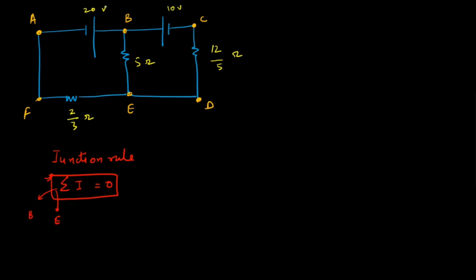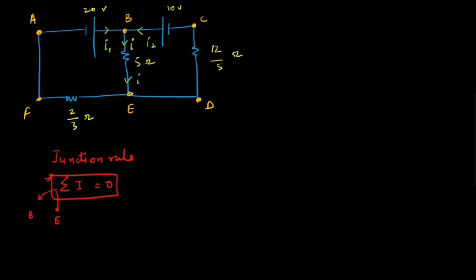As you can see, this is a 20-volt battery and this is a 10-volt battery, so the current must be coming towards the junction from these two batteries. Again, remember the positive part. Whatever positive plate we have, the current is coming out of that positive plate. So I can consider it as I1 and this as I2. These two currents will add up and some current I will pass through this 5 ohm resistor.